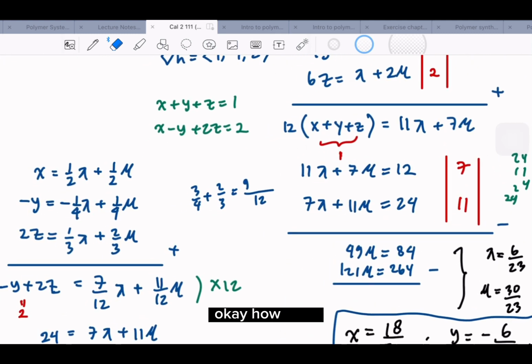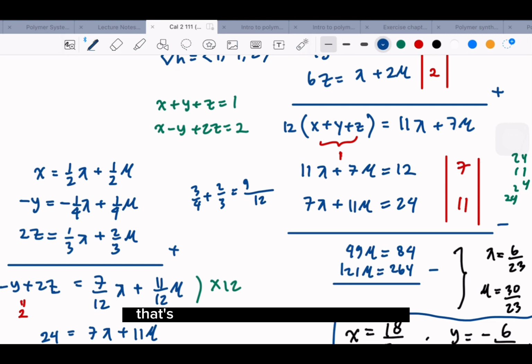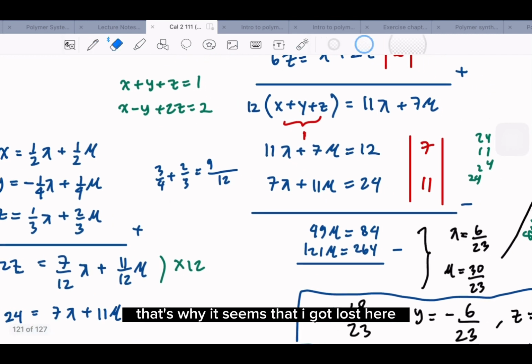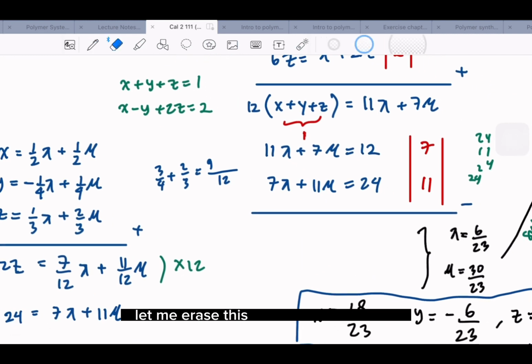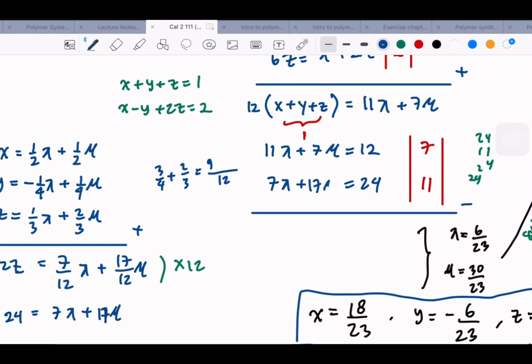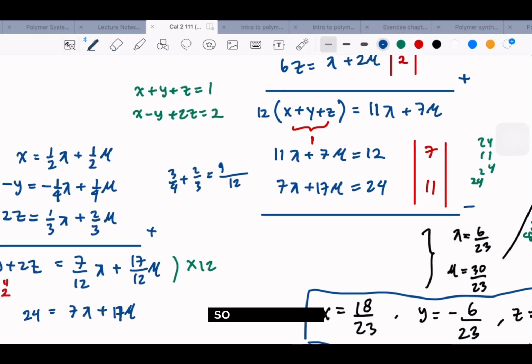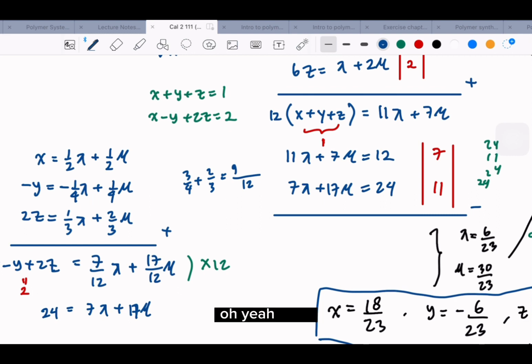Okay, half. Okay, it should be 17. Oh yeah, that's why it seems that I got lost here. Okay, let me erase this. And this is 17. Okay, thank you. Okay, why am I writing 11? Oh yeah.